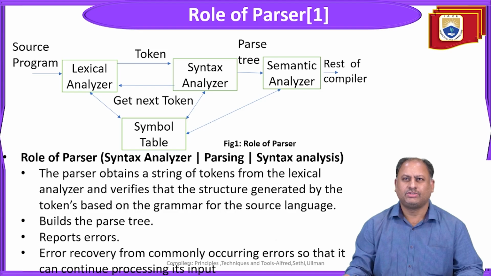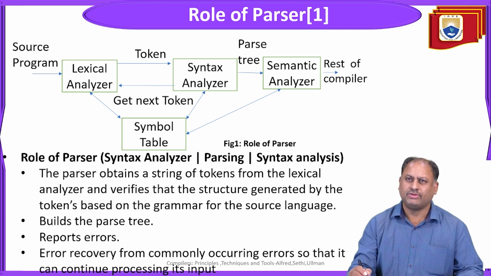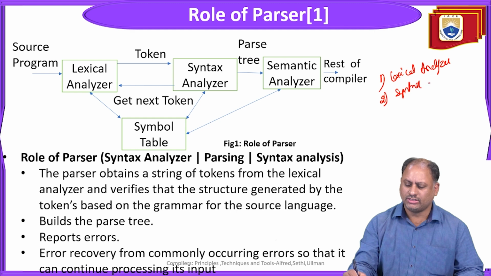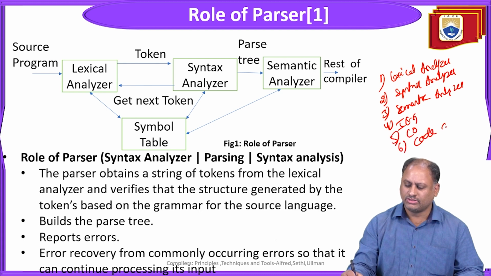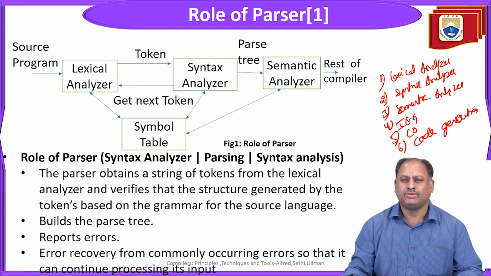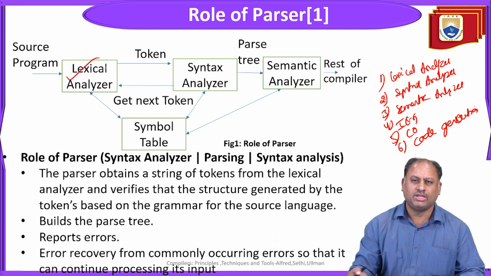First, initially we are going to take a brief overview of the parser. We know the compiler phases: the first phase is called the lexical analyzer phase, the second is the syntax analyzer, the third is the semantic analyzer, the fourth is intermediate code generation, the fifth is code optimization, and the sixth is code generation. In all these phases, the first phase is called the lexical analyzer.